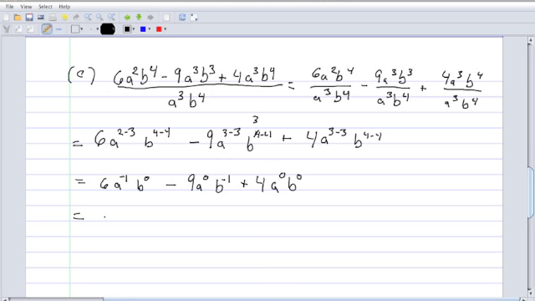So now I have 6 over a minus 9. A to the 0 becomes 1. So this is 9 over b. And then this goes to 1 and this goes to 1. Okay. So then you have just plus 4. So if I look at C, 6 over a minus 9 over b plus 4. This is the final answer.